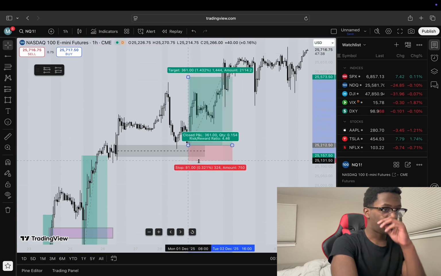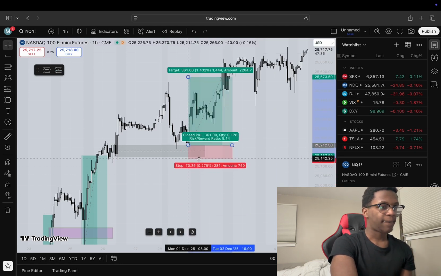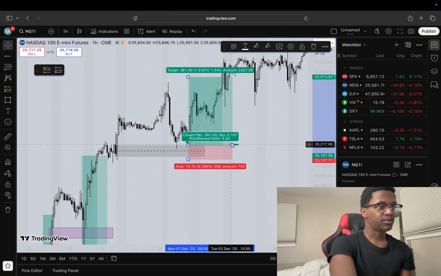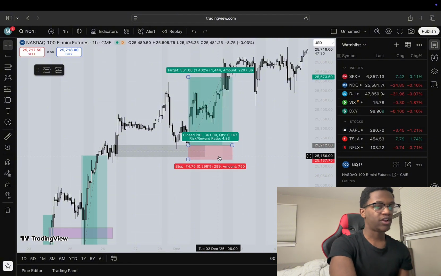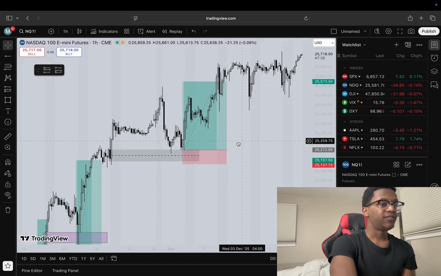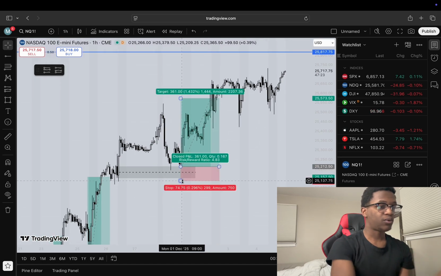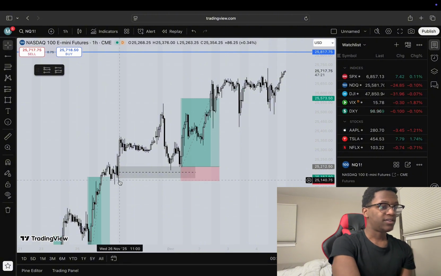Stop below the order block right here. You can set it below this candle, or you can just set it wherever you feel comfortable. So if you want a larger stop to give the trade more room, you can do that. But if you want a tighter stop to give yourself a better risk reward, you can set it below this bearish candle that started to move up.